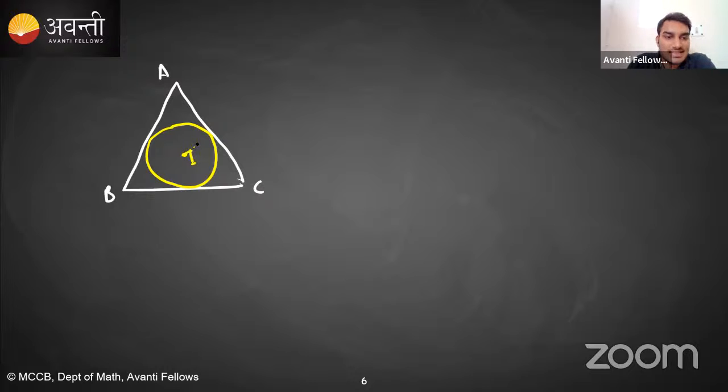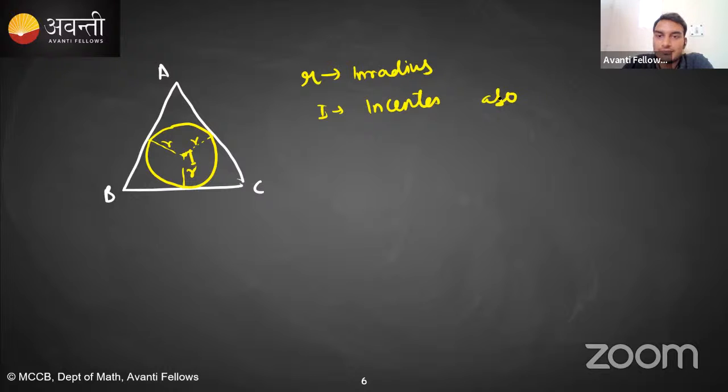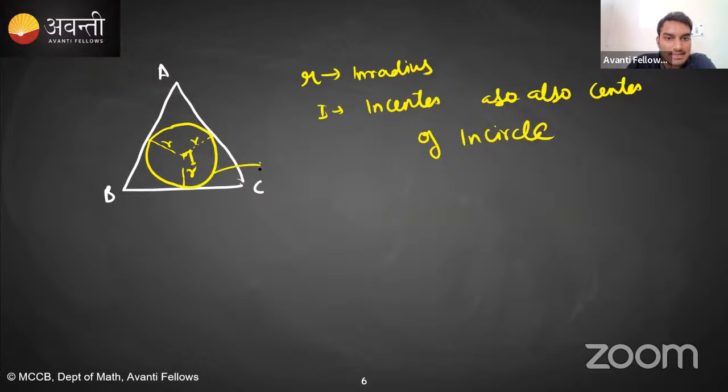Okay, means this is radius r, this is radius r, and this is radius r. Okay, so this r is known as the inradius. Okay, inradius. And this I is the incenter, the center of the incircle. Okay, this circle has a special name, it's known as the incircle.